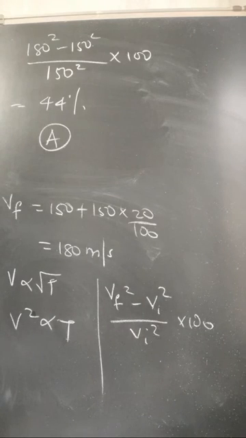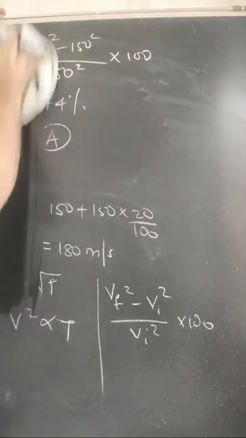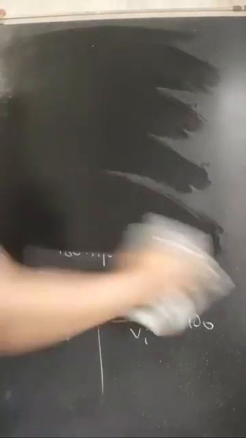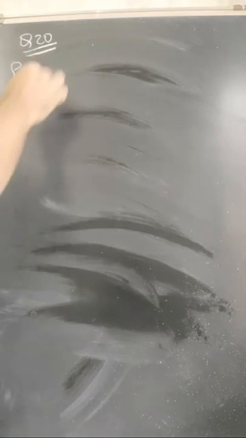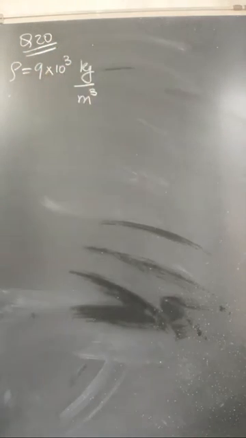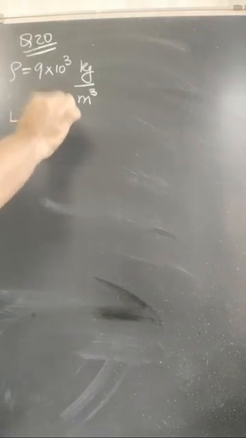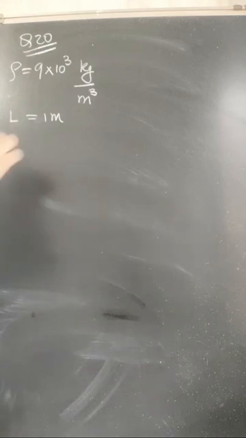Moving on to question number 20. A wire of density rho, given to us as 9 into 10 raised to 3 kilogram per meter cube, is stretched between two clamps 1 meter apart. So length is 1 meter. It is subjected to an extension small l.